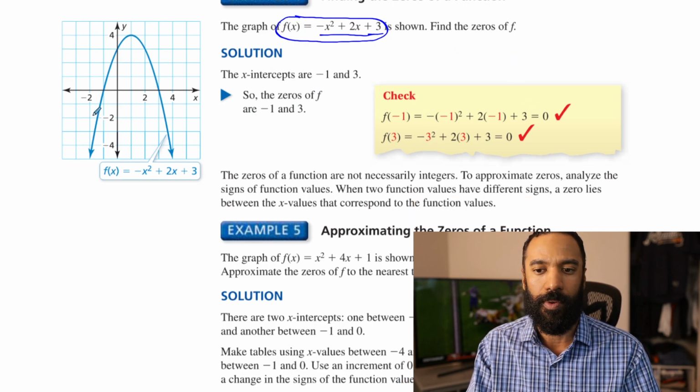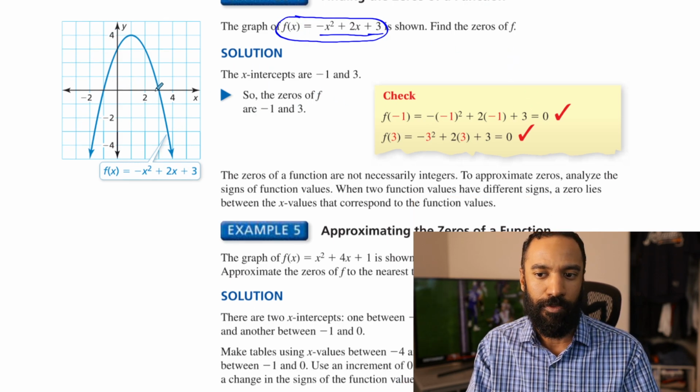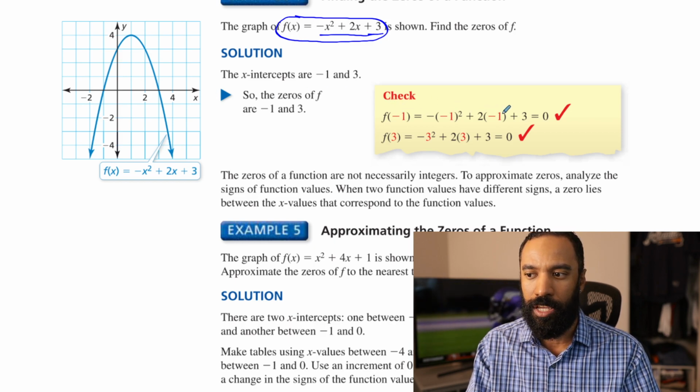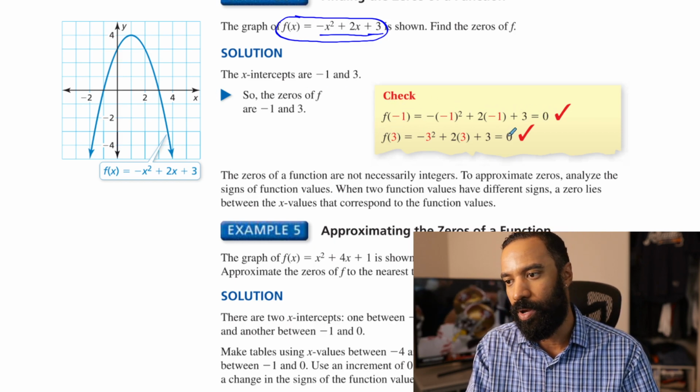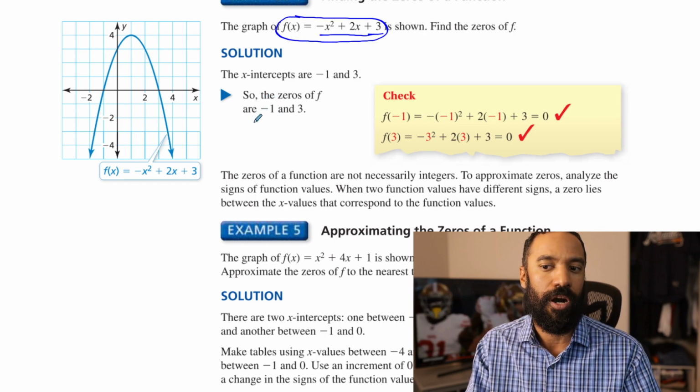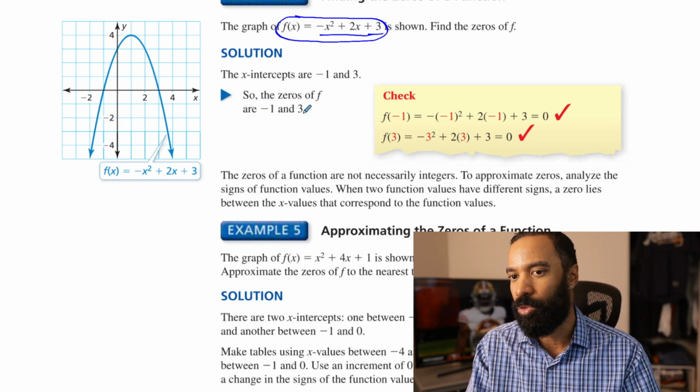And here's a double check. When you graph this one, it crosses at -1 and 3. When you plug in -1 to the equation, you get 0 out. When you plug 3 into the equation, you get 0 out. The zeros are the x-intercepts, -1 and 3. No difference.